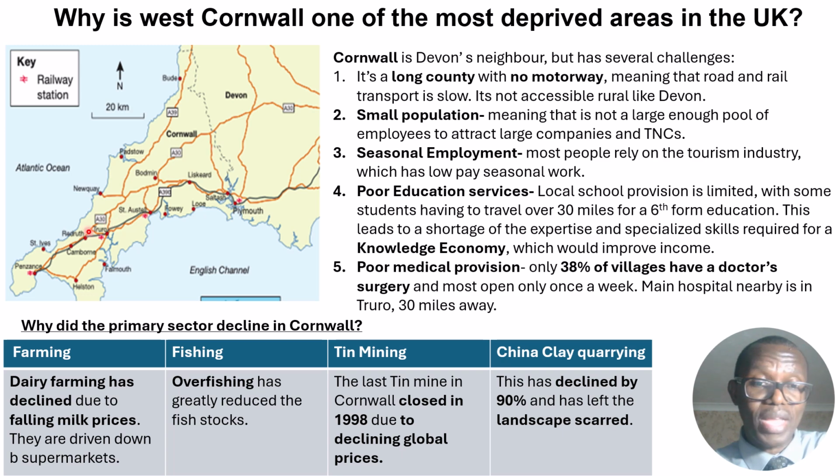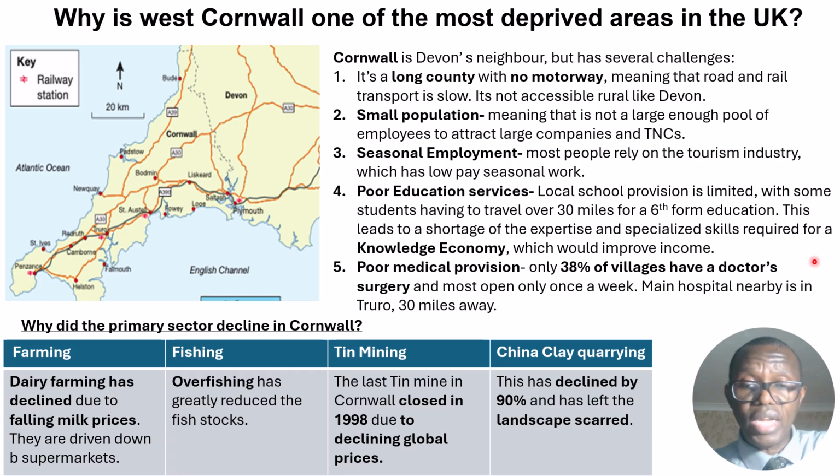That must mean that transportation here is extremely slow, and due to that you're likely not to have a lot of TNC investment because the accessibility is very, very poor. Then the other challenge that Cornwall has is that it has a small population, meaning that there is not a large enough pool of people or employees to attract those TNCs or big companies.